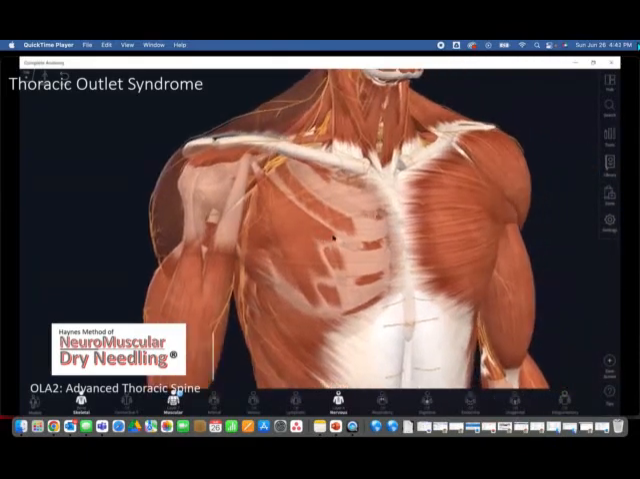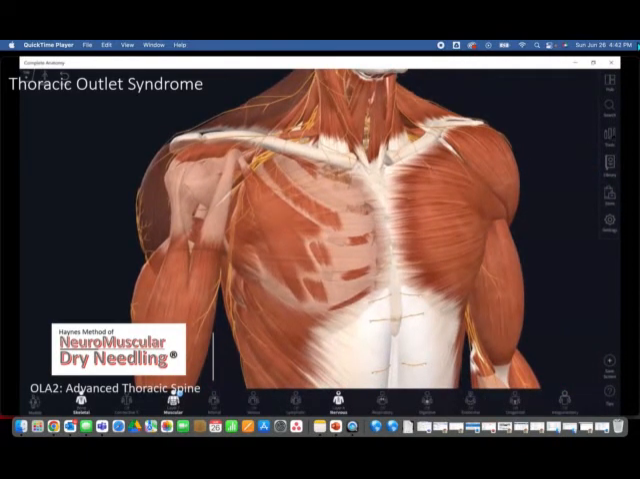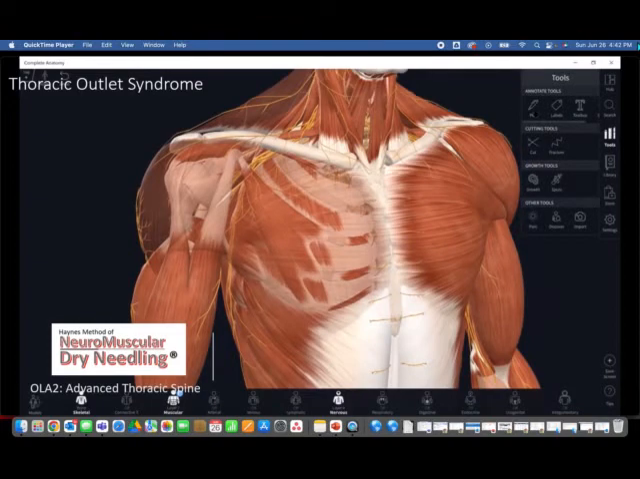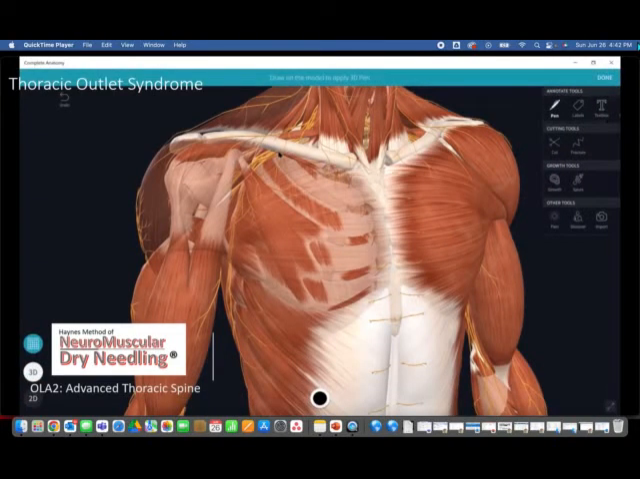So our primary locations, we said, would be the Pec Minor, the short head of the bicep, and the coracobrachialis. So Pec Minor, in different ways that we can get to that.